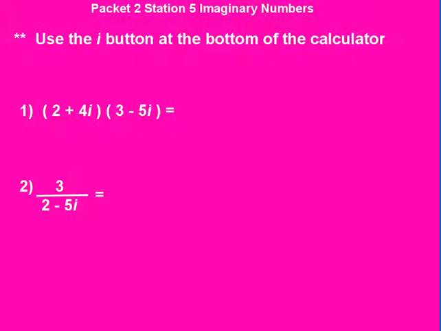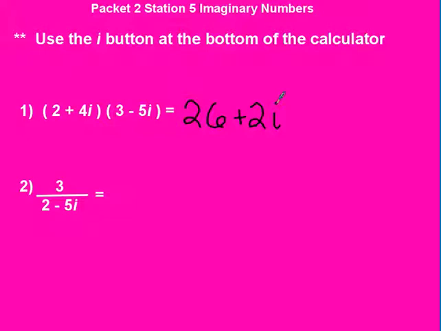All right. We're going to use the i button at the bottom of your calculator. It looks like that italicized i. And I'm going to type this straight in like I see it, parentheses and all. When you do that, you should get 26 plus 2i.